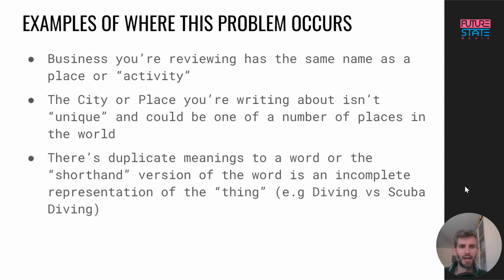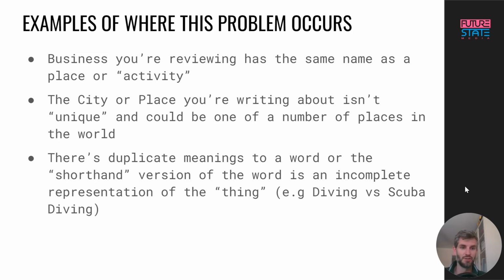That will be something that I'll add at a separate time, because that's actually applicable to a whole range of things that we do on our blogging sites. Examples of where this problem occurs, then, because I just gave you that example around the hiking routes and the hiking business: businesses you're reviewing that have the same name as a place or activity, that was the classic example there. More for your travel blogging specific problems, a city or place that you're writing about isn't a unique name, and could be one of a number of places in the world.